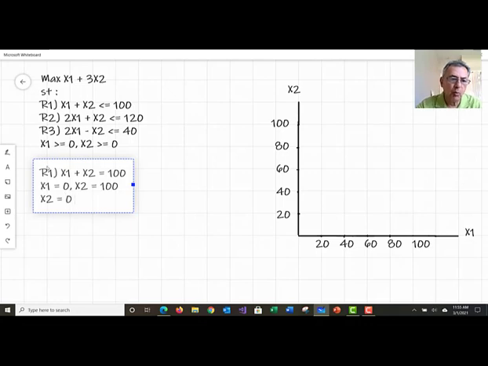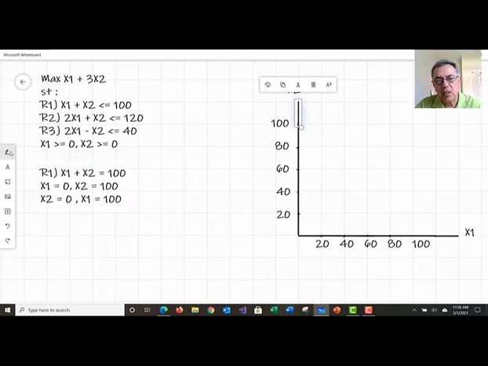So now I have 2 points, and I'm going to locate these 2 points on the x and y axis, in this case x1, x2 axis, and then connect them to form a straight line. So first point, x1 equal to 0, which is here, and x2 equal to 100, which is right here. So that's my first point right there. Let me select the drawing line. Alright, so that's my first point right there.